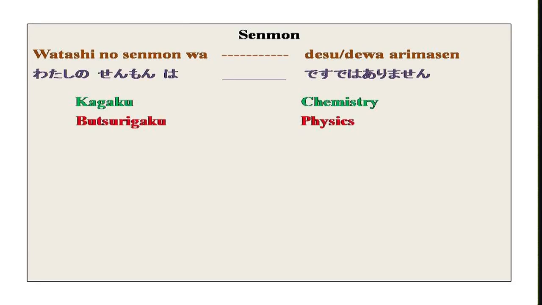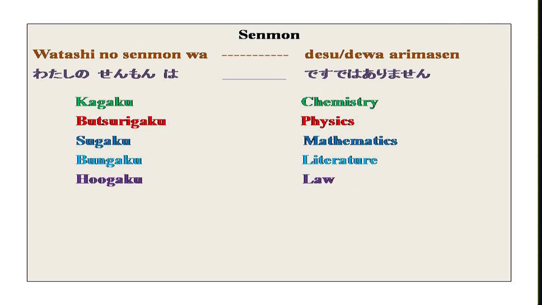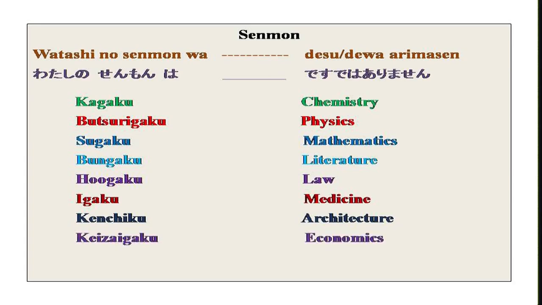Watashi no senmon wa butsuri gaku desu, or butsuri gaku dewa arimasen. Watashi no senmon wa sugaku desu, or sugaku dewa arimasen. Watashi no senmon wa bungaku desu, or watashi no senmon wa bungaku dewa arimasen. So, please, you can do the same thing for all the others. Hogaku, igaku, kenchiku, keizai-gaku, or keizai also is used, jōhō-kōgaku. So, any of these you can use as the pattern does not change.